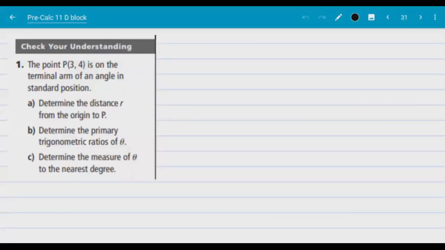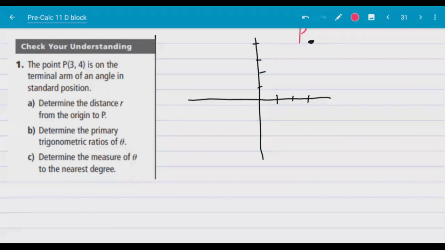Let's do A. At the beginning we can draw a coordinate grid and figure out where point P is. 3, 4. 1, 2, 3. 1, 2, 3, 4. It's just a quick sketch, all right? So that probably is point P. Okay, point P. There you go.